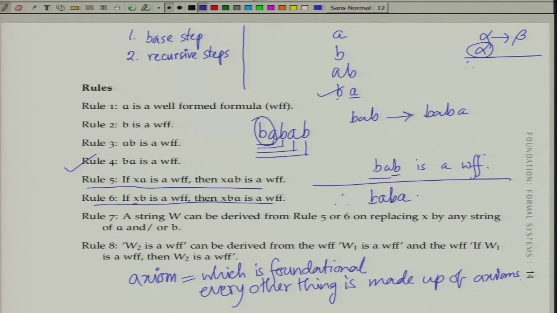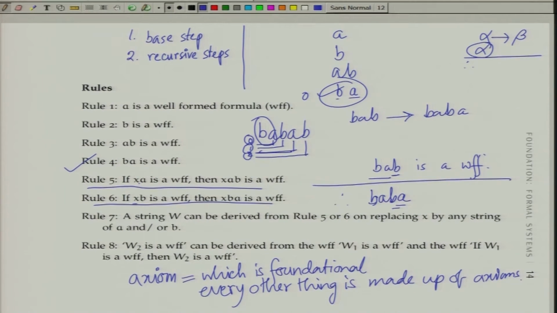So I'm here now. This is my step 1, this is my step 2. Remember, step 0 was given, and then in step 1 we derived BAB. Now we have derived BABA in step 2. Now we have established BABA. Our last letter is A, so we will once again use rule 5.